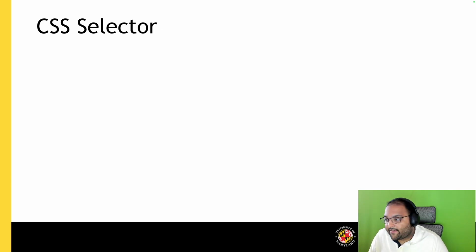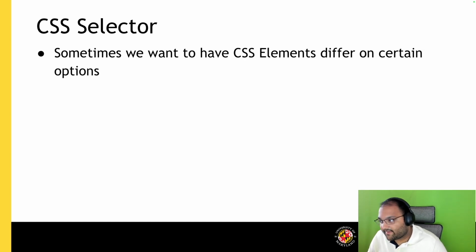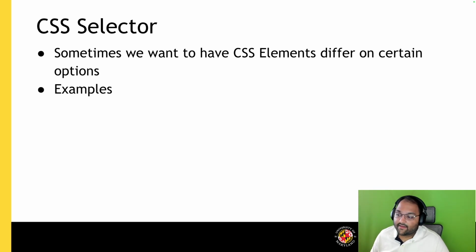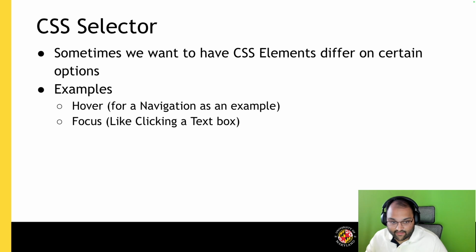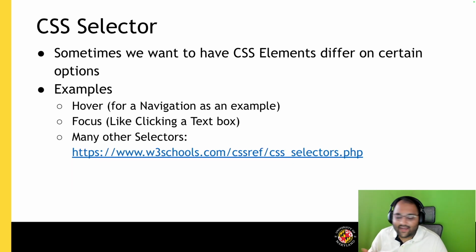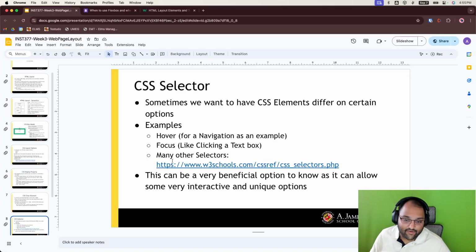All right. Now in CSS, there's also this concept of a selector, similar to what we talked about last week, but a little different. Sometimes for CSS elements, we want them to differ on certain options. For example, we want a navigation to have a hover. If I hover over something, I want it to change color or change background. For a navigation, that's very common. Or I want focus, so when I click a text box, it focuses on that piece. And there are tons of other selectors, so let's open this up.